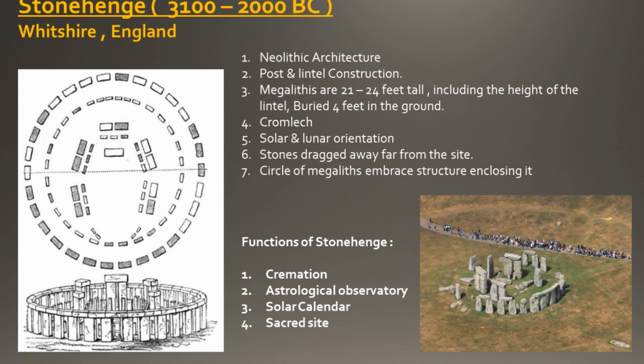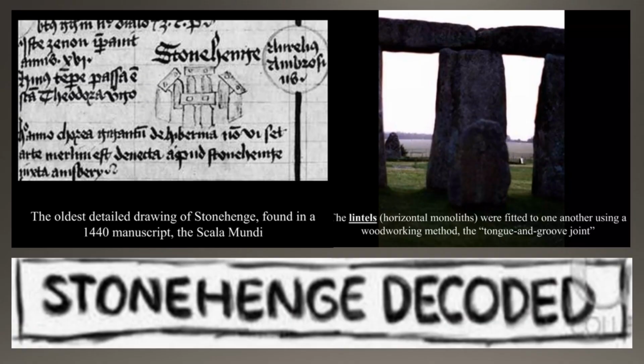Case study: Stonehenge in England, 3100 to 2000 BC. It is Neolithic architecture, which means it was in the New Stone Age era. It is a post and lintel construction. Megaliths are 21 to 24 feet tall, including the height of the lintel, and buried 4 feet in the ground. It has a chrome ledge, with solar and lunar orientation. Stones were dragged from far from the site. Circles of megaliths embrace structures enclosing it. Functions of Stonehenge: cremation, astronomical observatory, solar calendar, and a sacred site.